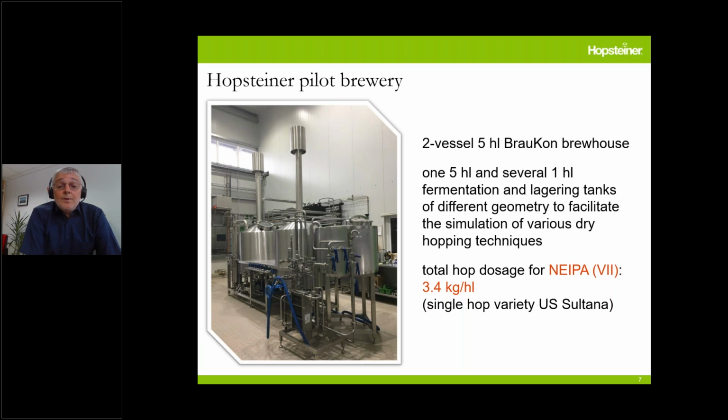The total hop dosage we used for our pilot brew New England IPA was 3.4 kilogram per hectoliter. So this is a bit more than we could find in the commercial New England IPAs. And it was also very special because we only used one hop variety, the Hopsteiner variety US Sultana.